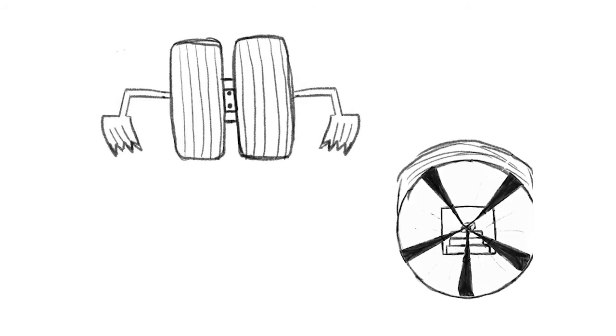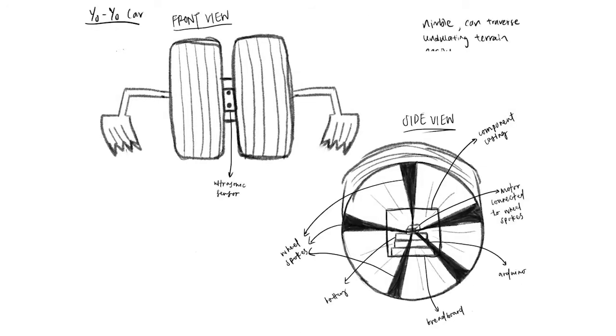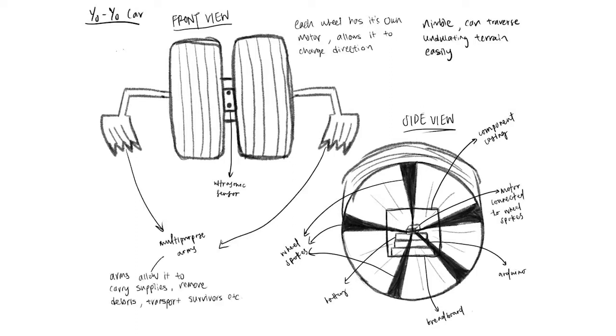Our 5th idea is a yo-yo robot car. It is nimble and can traverse undulating terrain easily. Each wheel has its own motor, allowing it to change direction. It also has multi-purpose arms to carry supplies, remove debris, and transport survivors.